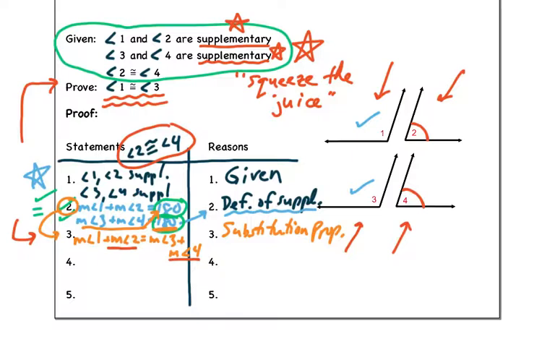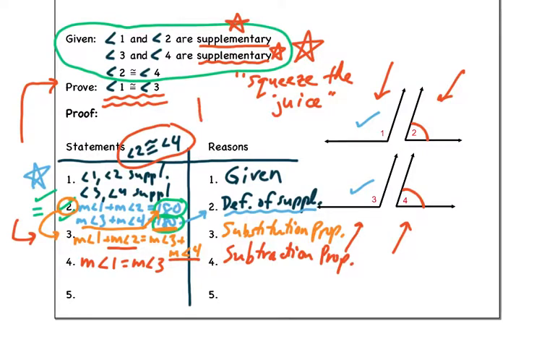I could say in step 4 that the measure of angle 1 is equal to the measure of angle 3. Why? Well, we basically just took away angle 2 and angle 4. We subtracted them. It's the subtraction property. Yay, we did it. We did it.